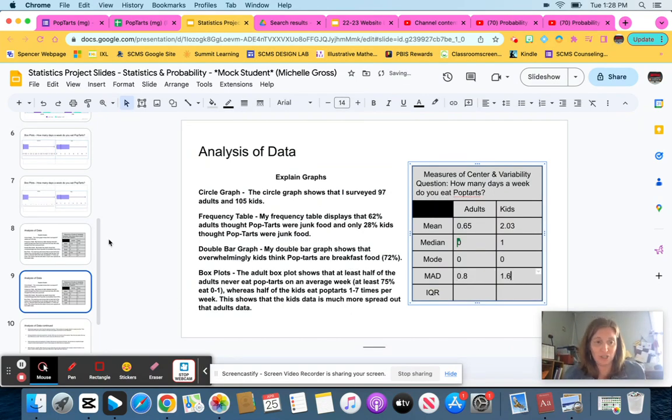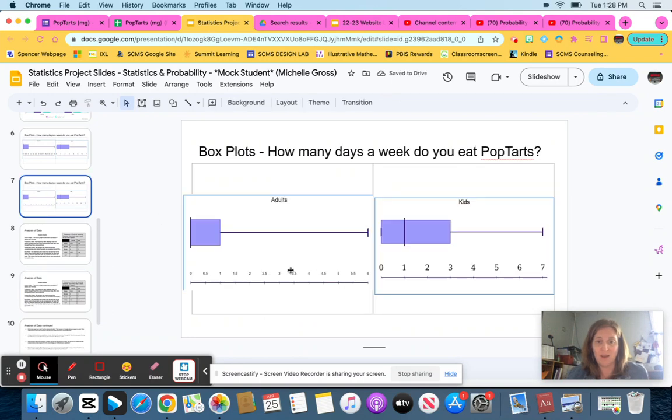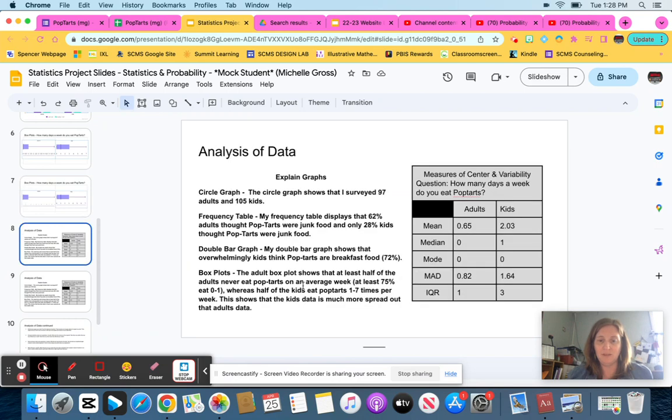And it actually shows up when I look at my box plot. My adults are definitely closer together, whereas my kids are more spread out. And that kind of fits. All right, so that is how we get the mean absolute deviation. The next video is going to show you how to find your IQR, your interquartile range.